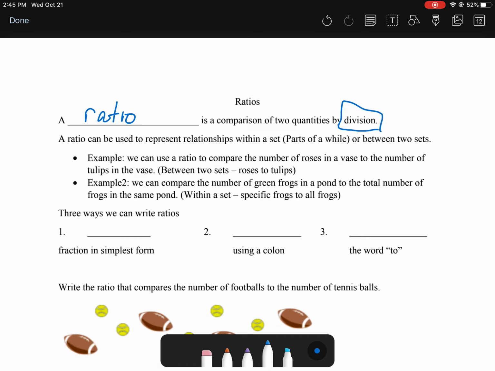There are three different ways that you can write a ratio. You can write it as a fraction. So if I put 1 over 2, that's the same thing as 1 to 2. Make sure that it is in simplest form, though. You can also write it with a colon, so 1 to 2 is the same thing as 1 colon 2. And then finally, you can use the word to, like a 1 to 2 ratio, that you hear a lot.